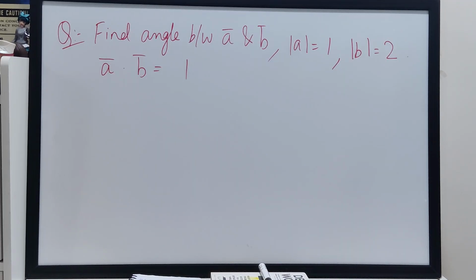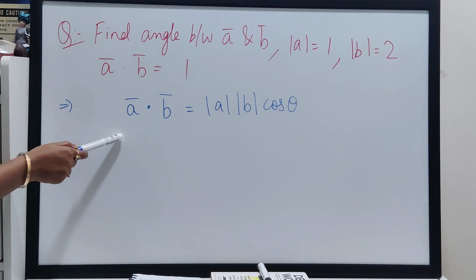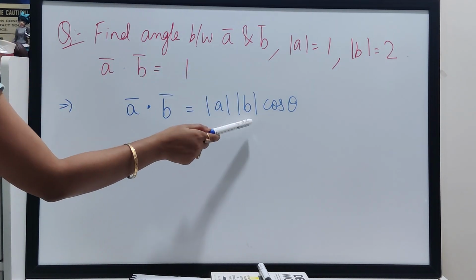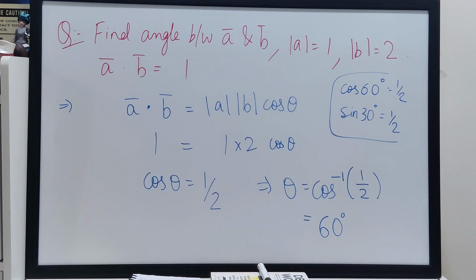So find the angle between two vectors where magnitude of A is 1, magnitude of B is 2 and A dot B value is 1. So simply put it in the formula, A dot B is equal to AB cos theta. So from here we get cos theta is equal to half. Now we know cos 60 degrees is half. So we have theta as 60 degrees.